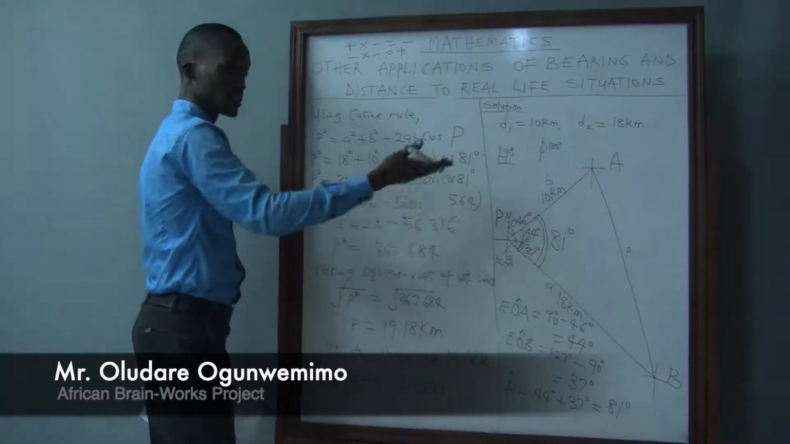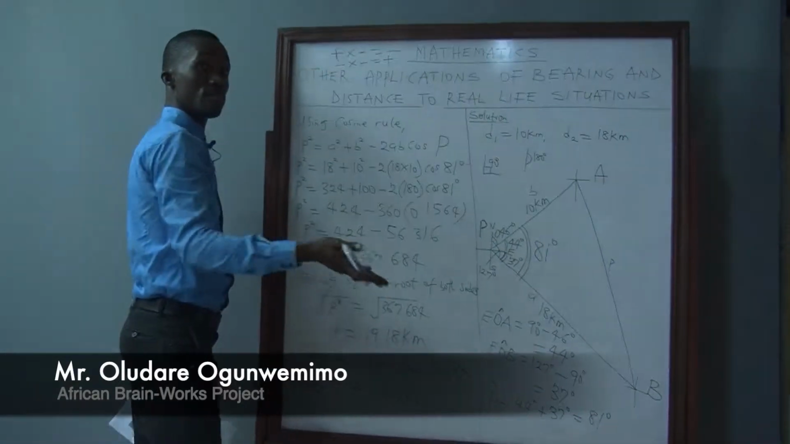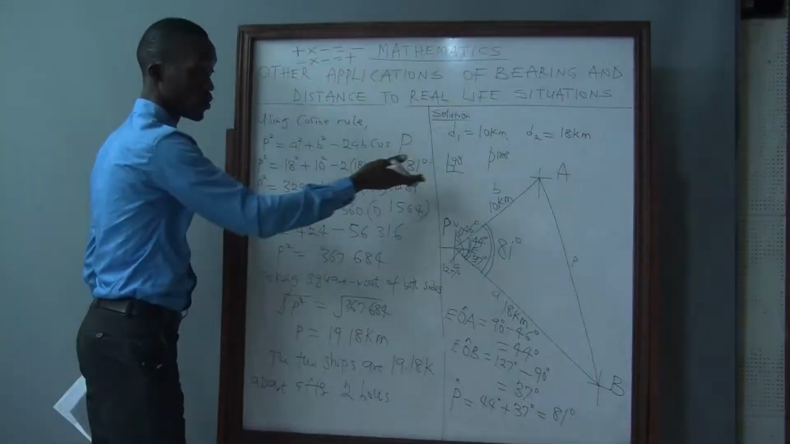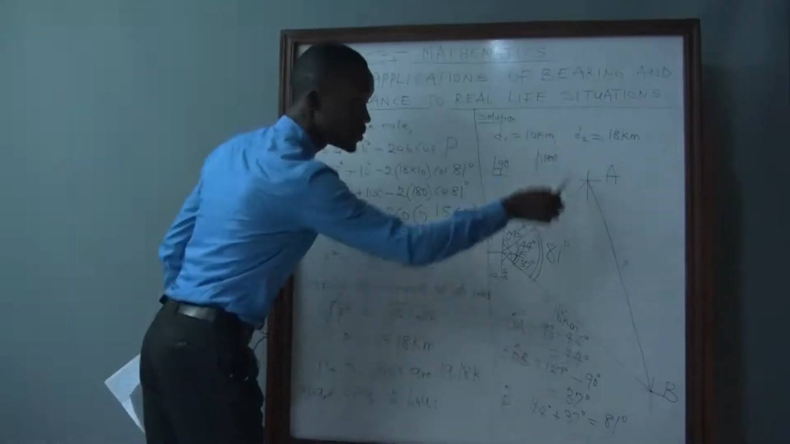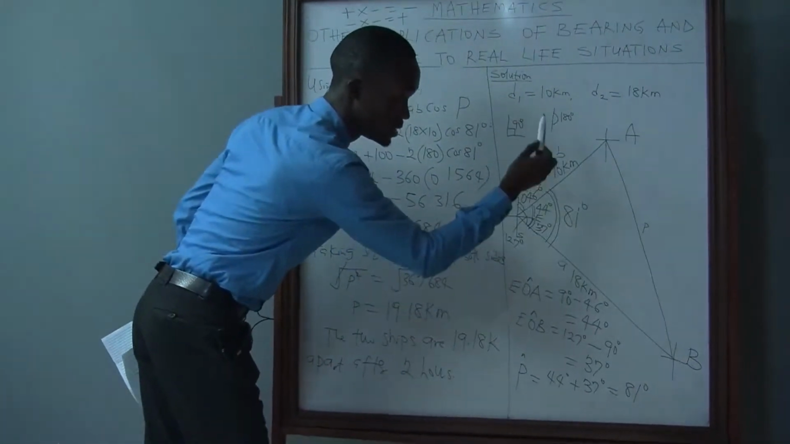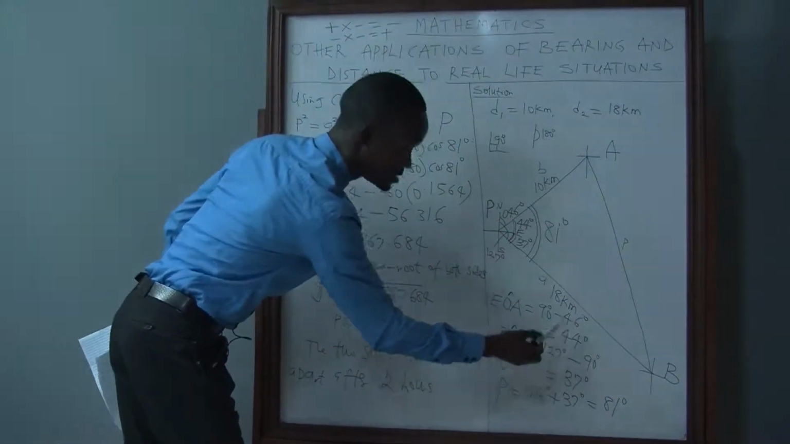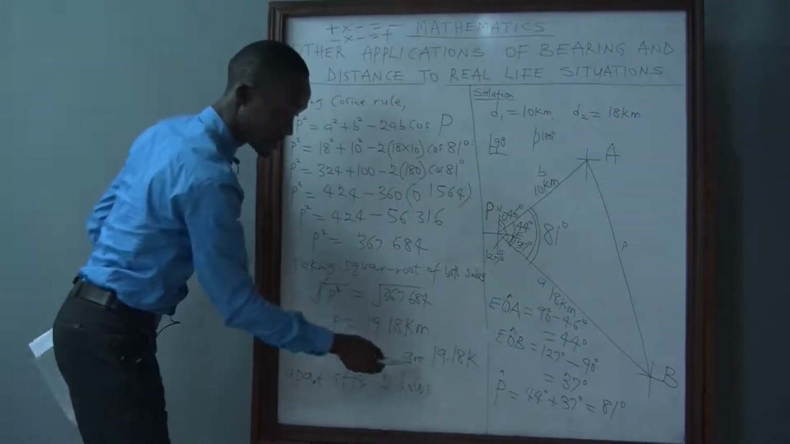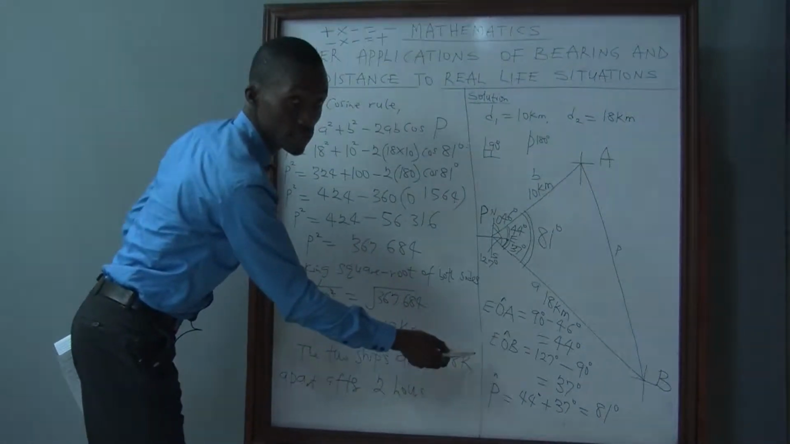Maybe as you are pressing calculator, or maybe as you are checking the four-figure table for the value of cos 81. But from the diagram, this is the longest side and what we have must be more than 18 and must be more than 10, and that's why we have it as 19.18 kilometers.